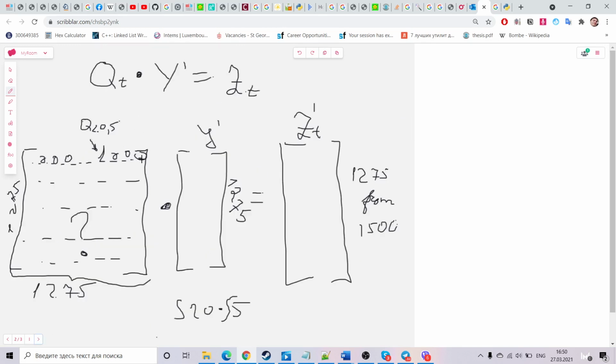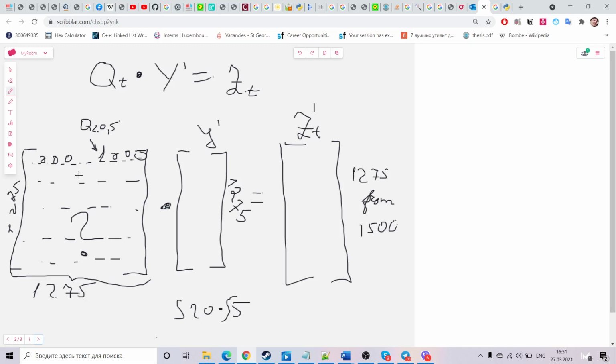So the main idea is that matrix Q_t multiplying by vector y is equal to the provided list of output string, where we need just also 1275 values from 1,500.